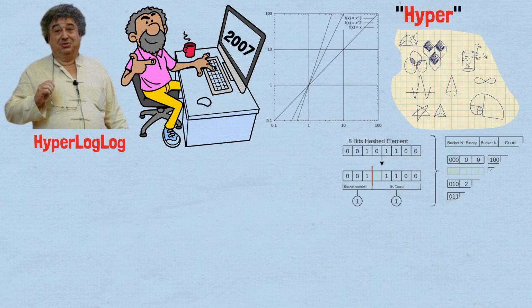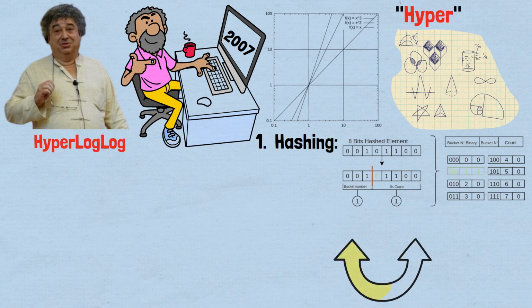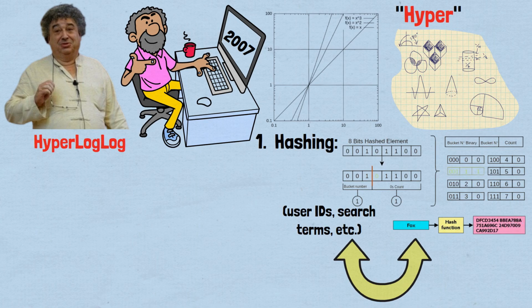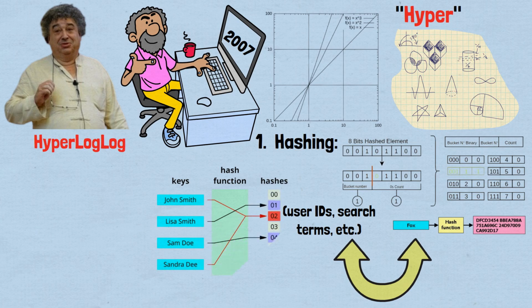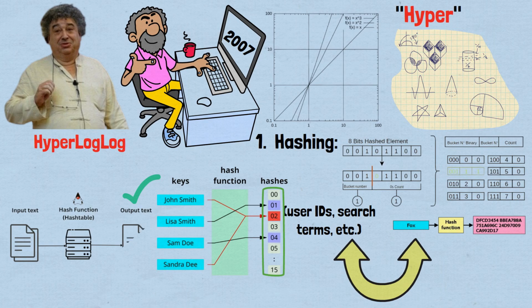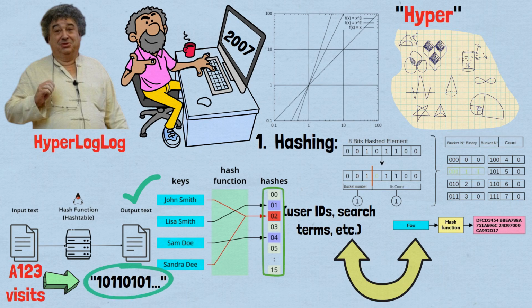Here's how HyperLogLog works in practice. 1. Hashing. First, we transform each item we want to count, user IDs, search terms, etc., into a random-looking bit sequence using a hash function. A hash function is like our magic machine that converts objects into seemingly random numbers. Crucially, a good hash function always produces the same output for the same input. If user A123 visits, the hash might output 101101001... but it will always produce exactly that sequence for user A123.